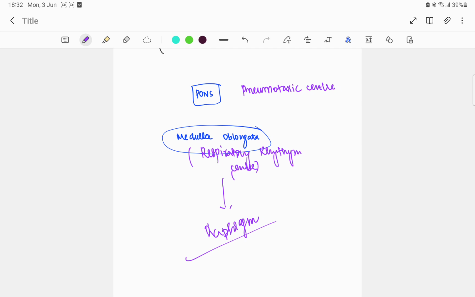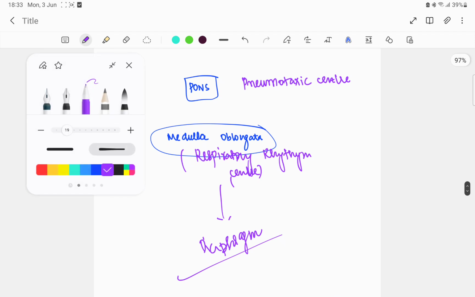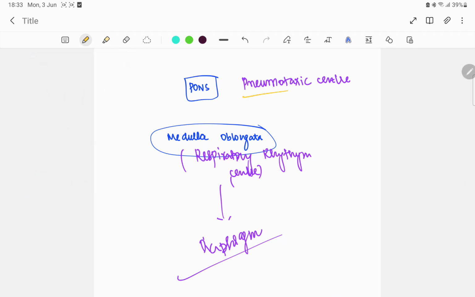So then what is the function of the pons? The pons contains the pneumotaxic center. First, let's split the word. Wherever you see pneumo, it is concerned with the lungs. Pneumo means lungs. What is the meaning of taxic? Taxic means to stop. So the pneumotaxic center, what is its function? It is the center which controls the respiratory rhythm center. Whenever the pneumotaxic center is active, it inhibits the respiratory rhythm center.